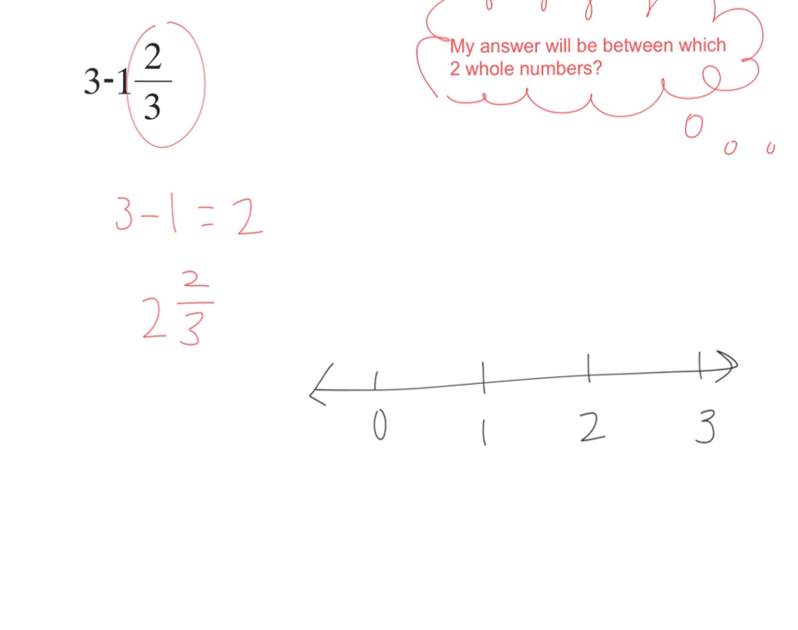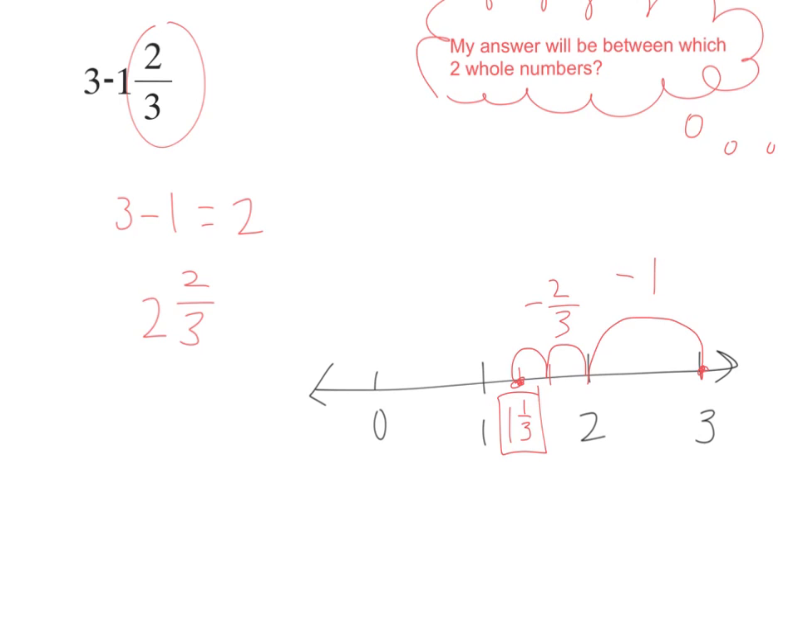Okay. So in this case, we're starting at 3 because it says 3 minus 1 2/3. So here's 3. Let's subtract 1 first. Okay, which brings us to what number? 2. And then I have to subtract another 2/3. So I'm going to divide this into thirds. I'm going to go 1/3, 2/3. So this is minus 2/3. So here our answer is 1 and 1/3.